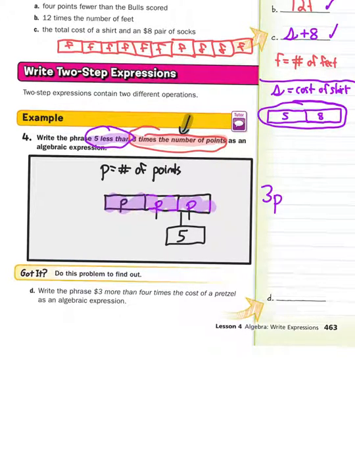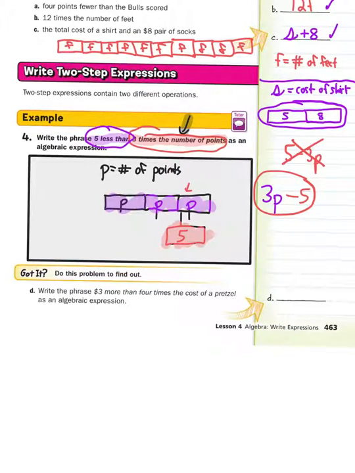And then 5 less than that, I took away 5, minus 5. So my expression is 3p minus 5. You cannot have 5 minus 3p. That would be wrong. So the bar diagram helps me with the order because the bar is drawn in the same order that you write your expression.